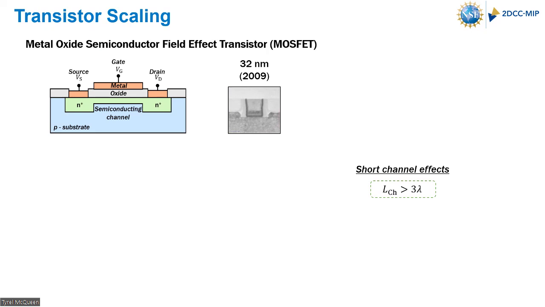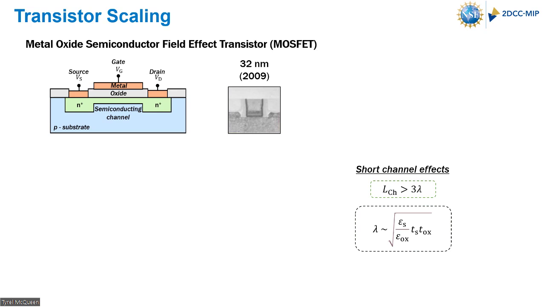So electrostatic control of the channel became the name of the game, right? And these short channel effects start to occur. They become more problematic when the gate length, or when the channel length that's shown here, becomes greater than about 3 times lambda, which is a characteristic length, right?